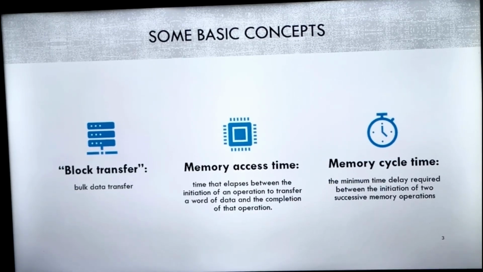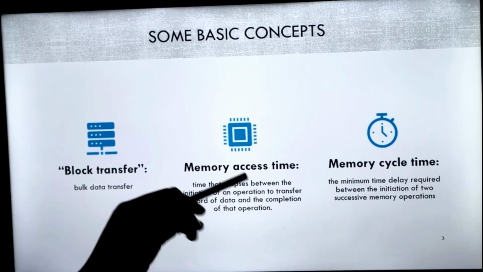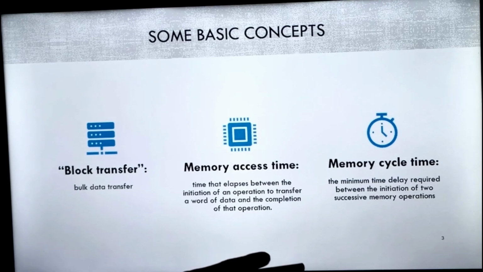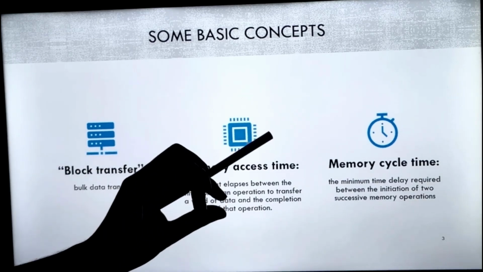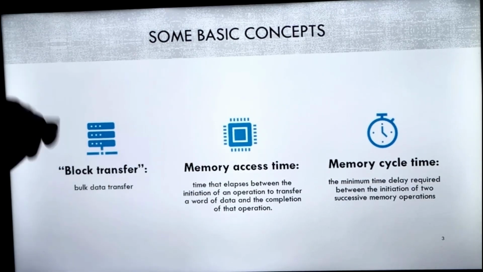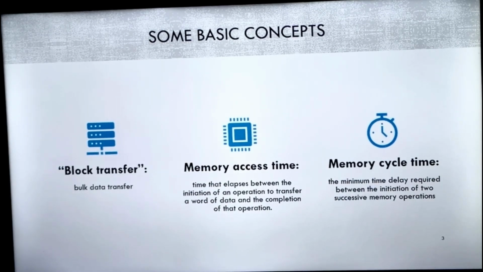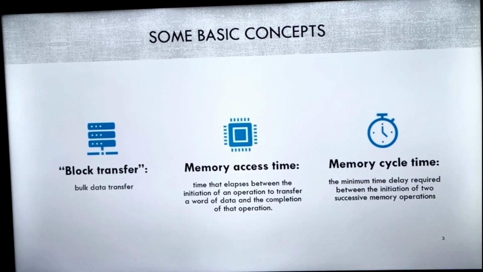What is memory cycle time? Suppose you have two different operations to perform with your memory. So you start one operation, after that you will start the second one. Now, if there is any gap between the first instruction and the second instruction, means you have completed the first instruction, now you are ready to execute the second one, if there is any delay in between, that delay is known as memory cycle time. Fine, I hope you understood.